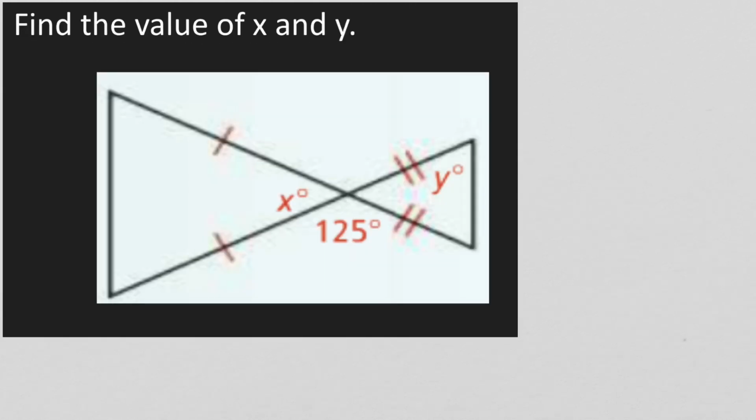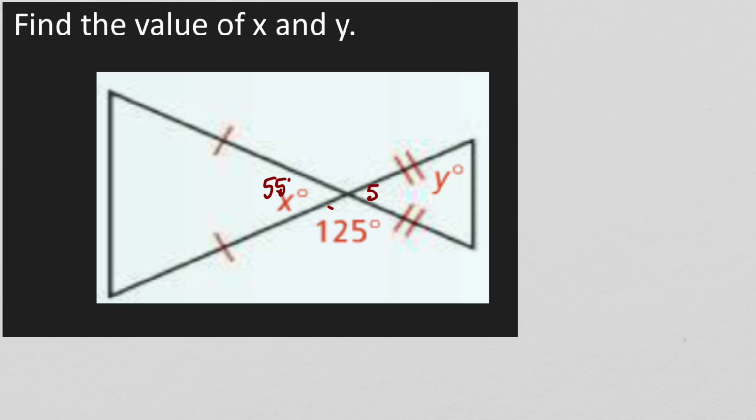All right, for this last example here, there you go. Try to get your answer for x and y here. Okay, well, how I'm going to start this one is that I know that x is lying on a straight line with 125. That's a linear pair. They are supplementary. So I could take that away from 180. I have 55 degrees here.